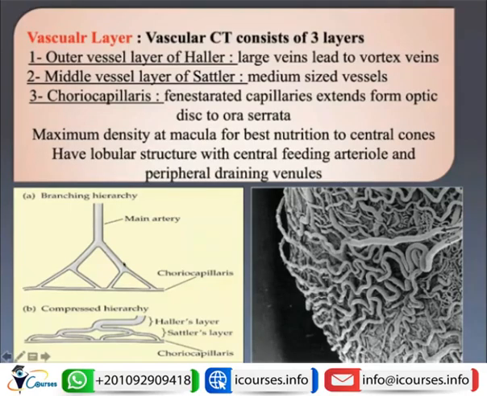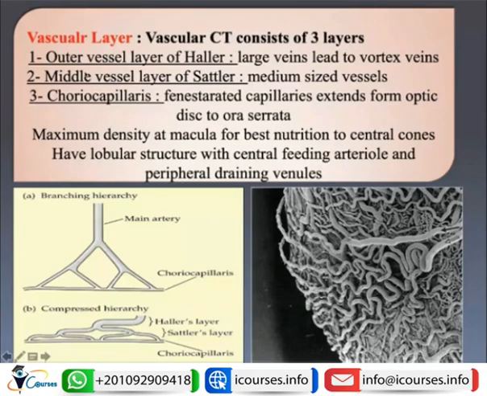As we said, the maximum density of the choriocapillaris is at the macula to provide the best nutrition for the central cones. They have a central lobular structure, with a feeding arteriole, then the choriocapillaris, then a draining venule, then draining veins. So they have a lobular structure.